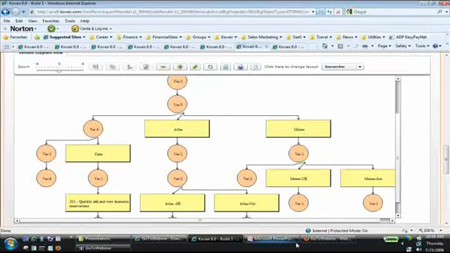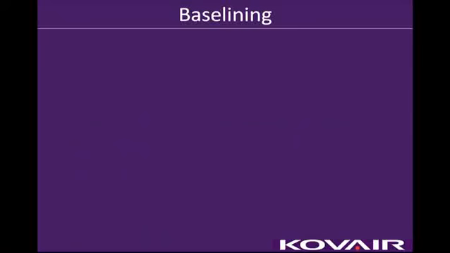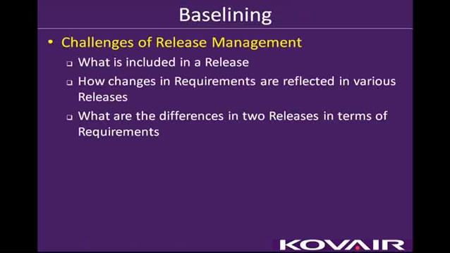So let's go back to the Kovair presentation once again. The last item is the baseline. One of the challenges for release management is to find out what is included in a release, and how the changes in the requirements are reflected in various releases, which basically means that as we change the versions of the requirements, which versions are included in what release. And thirdly, what are the differences between two releases?